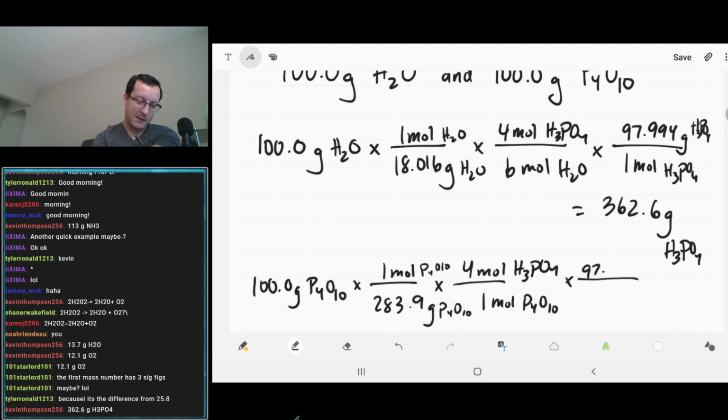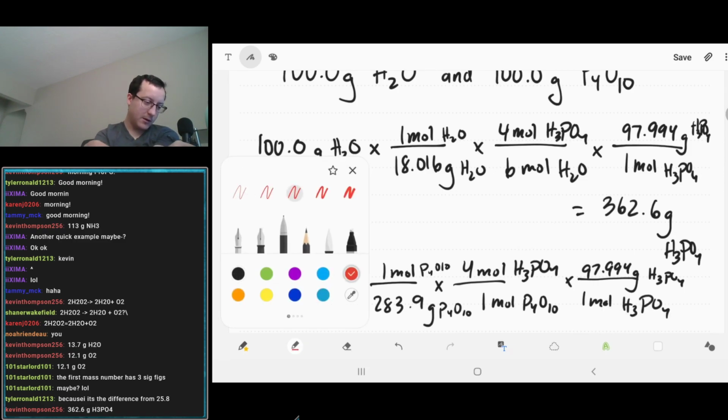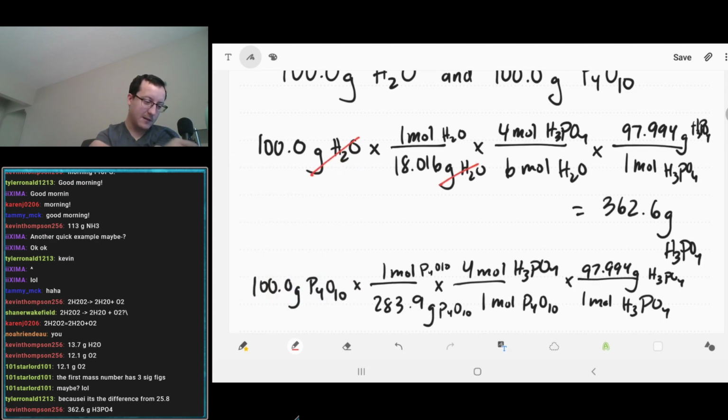And then we'll have that 97.984 again. Just so we are all good chemists, just like before, our units here canceled out. We're left with grams of phosphoric acid. And here we should make sure our units cancel out again. And poof, there we go.